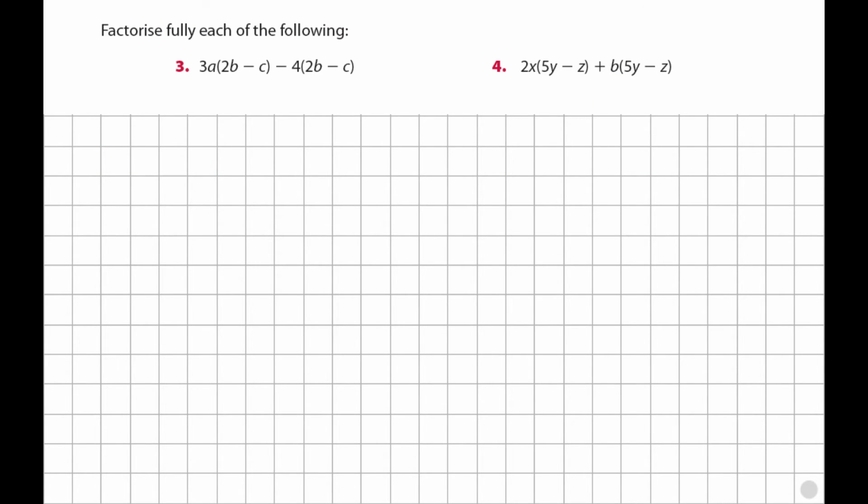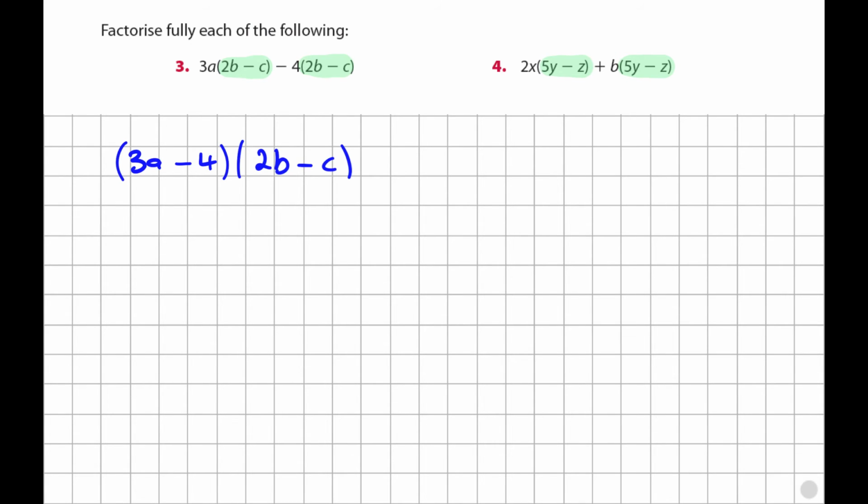Question 3. So we can see here again, between expanding and factorizing, factorizing is the opposite to expanding. We'll get question 4 done. So if we look at question 4, 5y minus z, 5y minus z.